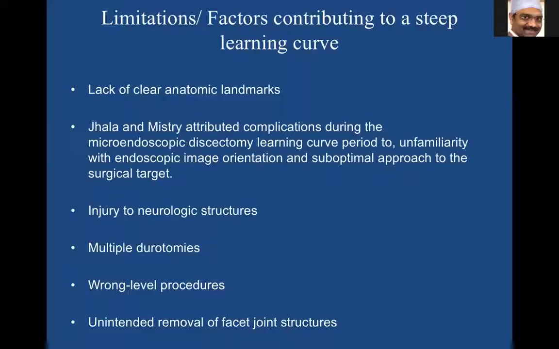Injury to neurological structures were shown in the initial phase in lots of studies. Multiple durotomies were shown in the initial phase. And we know the reason was that people were not aware what they were seeing on the image was really a dura and not a structure that they could remove. Wrong level procedures are done, and many a times MIS are done, but you've got a lot of imaging going on, but as long as it's the same basic principle that applies, and again, your understanding of your anatomy and understanding of your images are very, very important before you start any surgery.